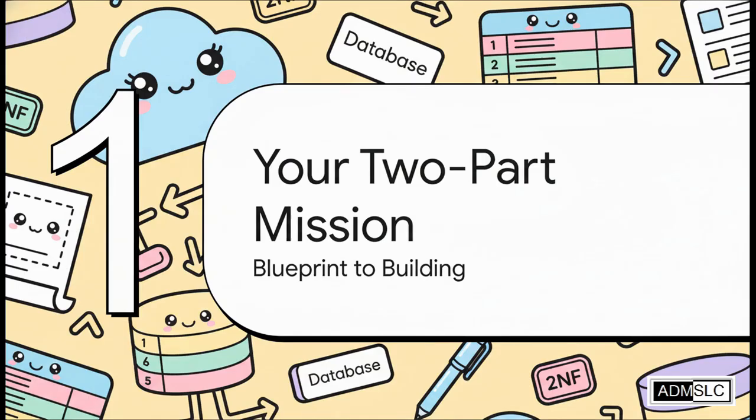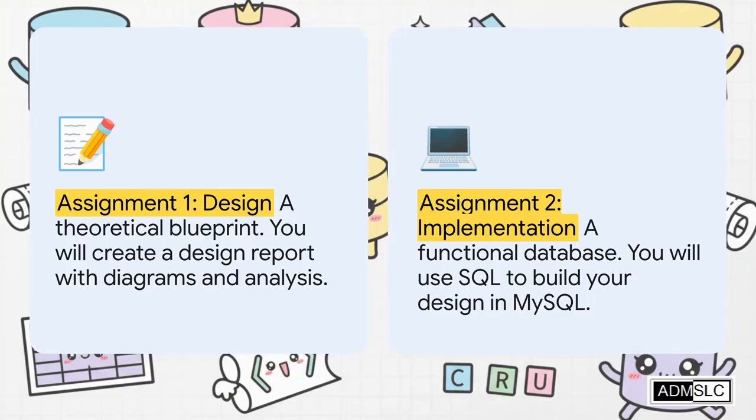Okay, so the best way to think about this module is like a two-part mission. You've got the blueprint, and then you've got the actual building. Assignment 1, that's your blueprint. It's all about the design. Then in Assignment 2, you're going to take that blueprint and actually build the thing. It's the construction phase. So, what's the real difference between the two?